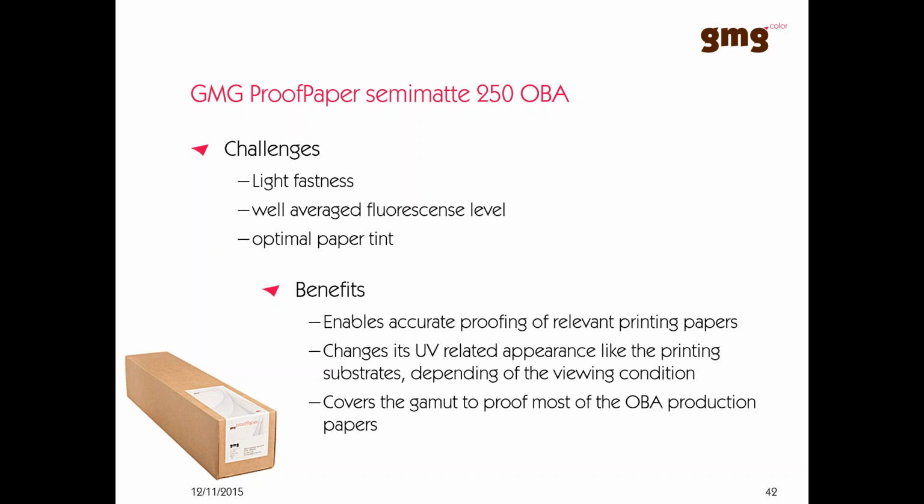And the challenge then was to have a good comparability to production paper. Just making an OBA paper does not mean that the fluorescence level, how strongly the OBA reacts to UV light, is comparable with an average production stock. There was a lot of evaluation going on until we had our average level to be designed in our paper. And then to find an optimum paper tint.